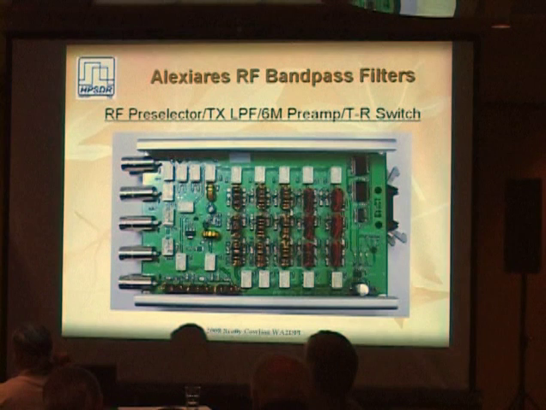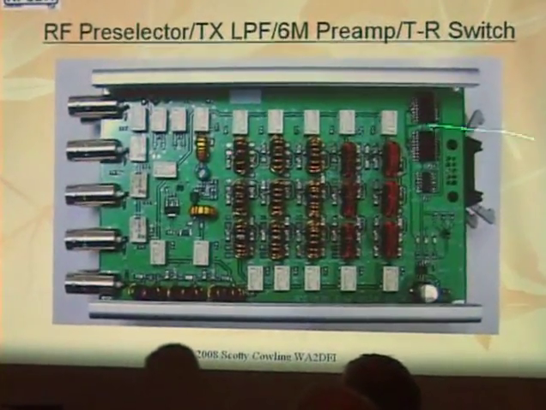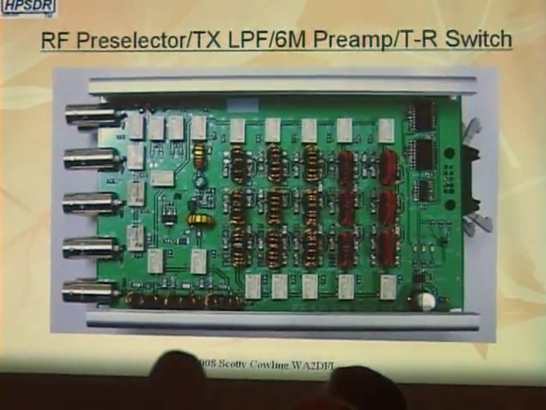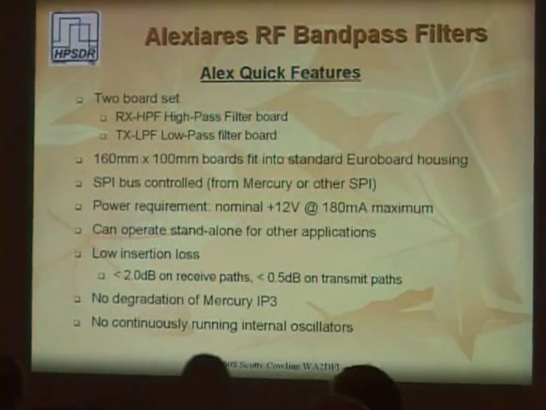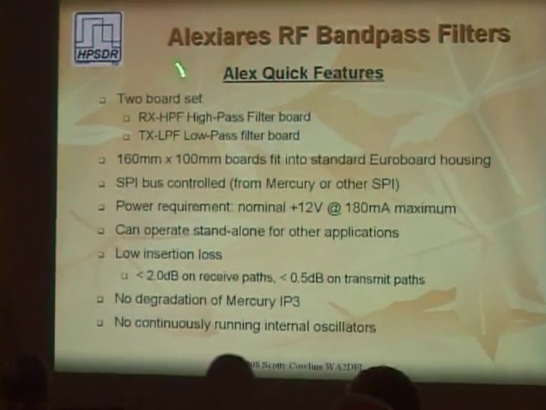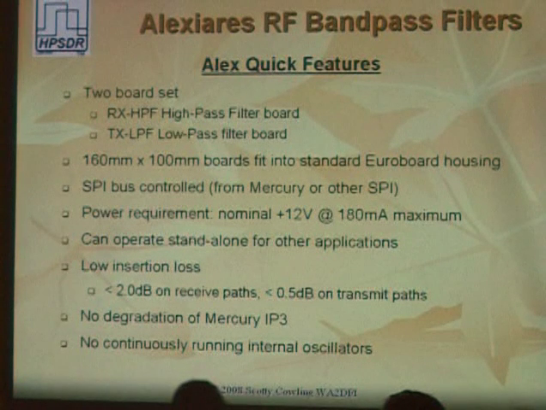Enough for Mercury. Now on to Alex, which is the RF preselector. And again, we have an example of this in the demonstration room. This pretty much, in addition to the previous boards I mentioned, completes a half-watt full SDR. This was really a nightmare to try to put on only one or two slides because this board set does so much. It's a two-board set, separate receive high-pass and transmit low-pass filter boards. They're 160 by 100 millimeter standard Eurocard, and Graham, the designer, picked these because they fit into an off-the-shelf housing.